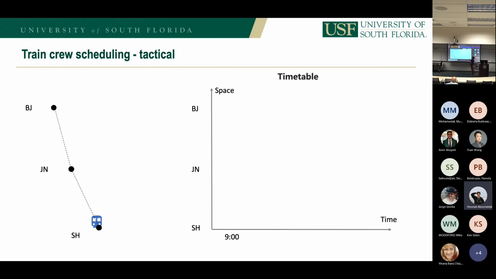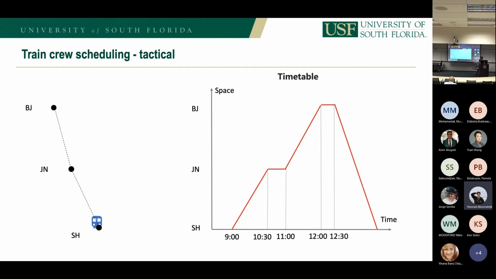The second example for the technical one I can give you is train crew scheduling. Let's first understand what a timetable is. We have the train from SH to JN at 9 o'clock, arriving at JN at 10:30. This means we wait half an hour, and then we let this train go to BJ at 12 o'clock, and wait a while, then ask this train to come back to SH. This is a timetable to describe the time and space movement of the train.